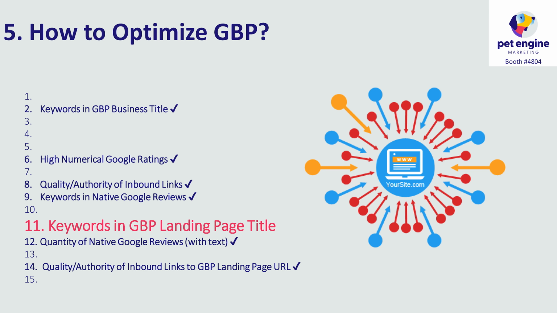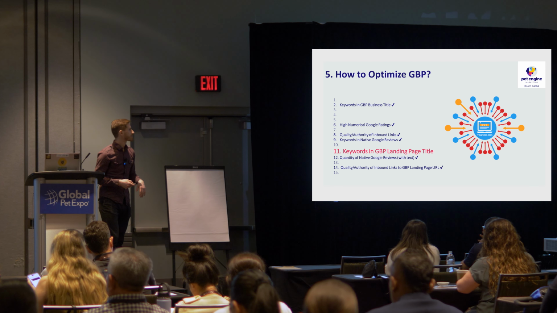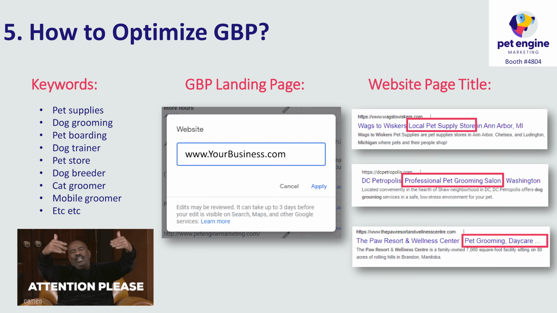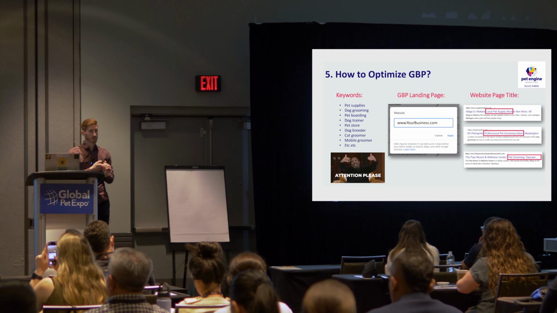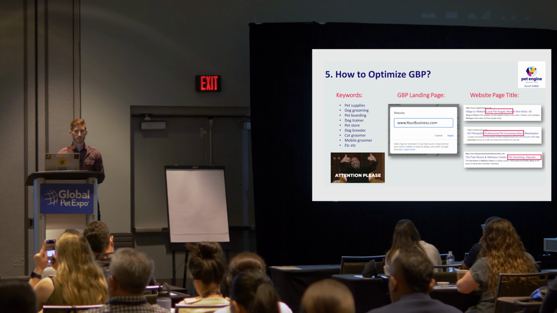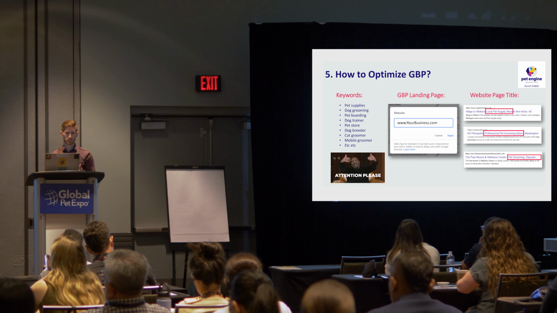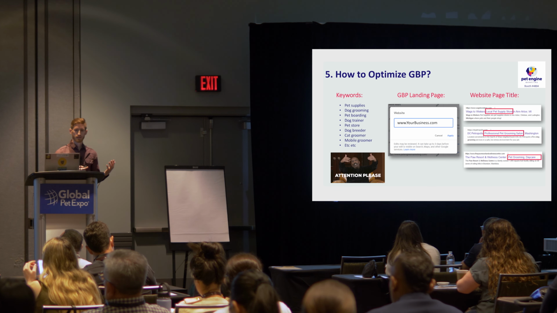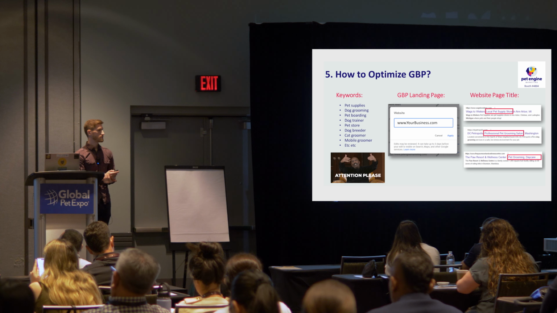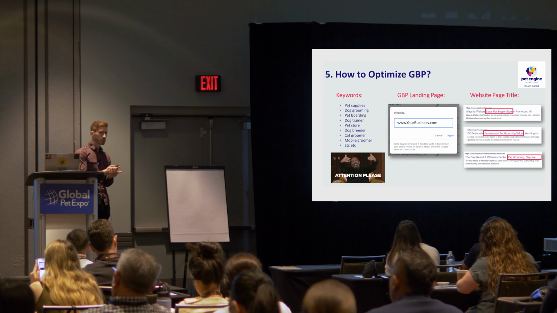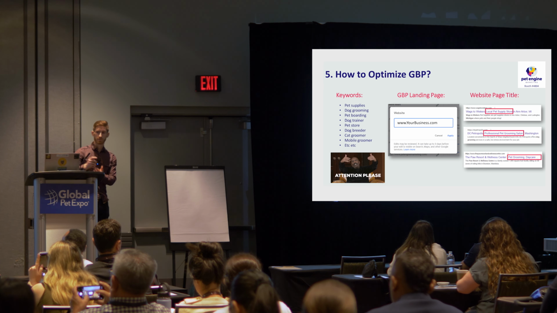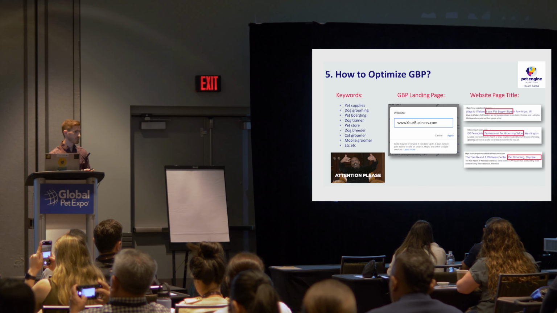Okay, number 11, keywords in the Google Business Profile landing page title. What does this even mean? Let's break it down. For the purpose of this, let's use the Google Business Profile categories as your keywords, right? So we've got pet supplies, dog grooming, pet boarding, trainer, pet store, things like that. Your Google Business Profile landing page is the link that you put into your Google Business Profile that directs people to your website. Normally, this is just going to be your homepage.